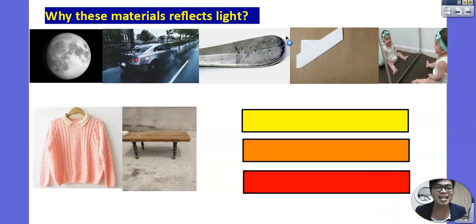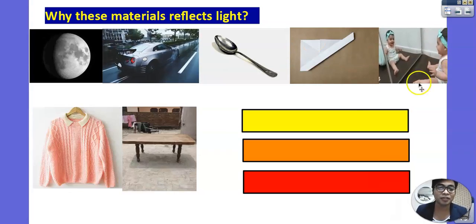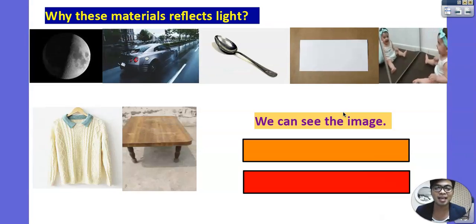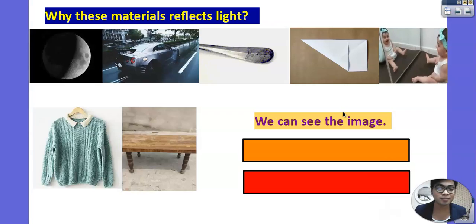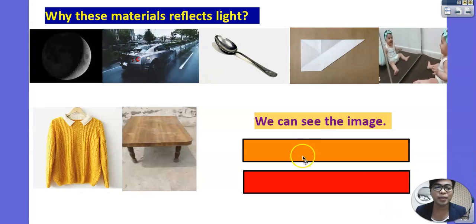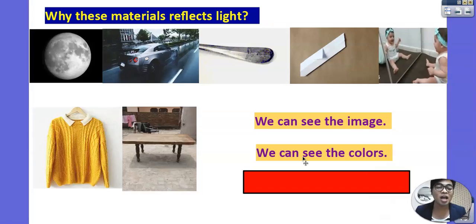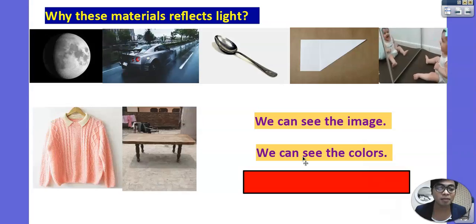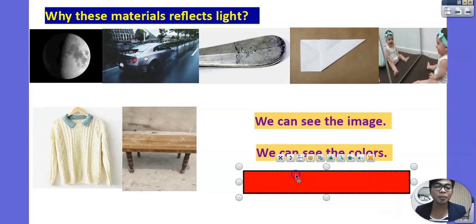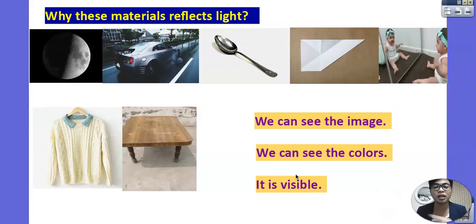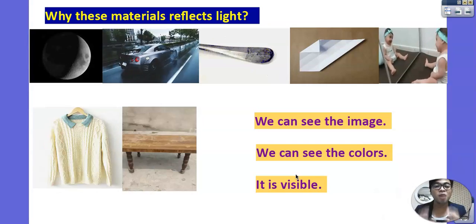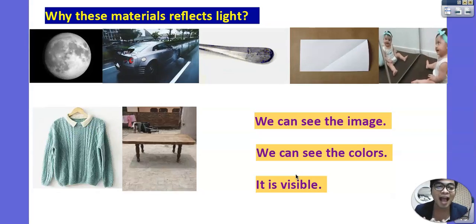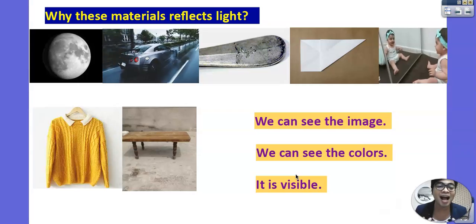So why are these materials said to reflect light? One is that we can see the image: we can see the moon, we can see the spoon, and we can see the paper. The moment that we can see the image, it means that light is reflecting on it. We can't see an object unless light is reflecting on it. Plus, we can see the colors, and if you take a look at the clothes right over there, the moment we see the colors, it shows that those colors are what our eyes are perceiving, or what our eyes can see.